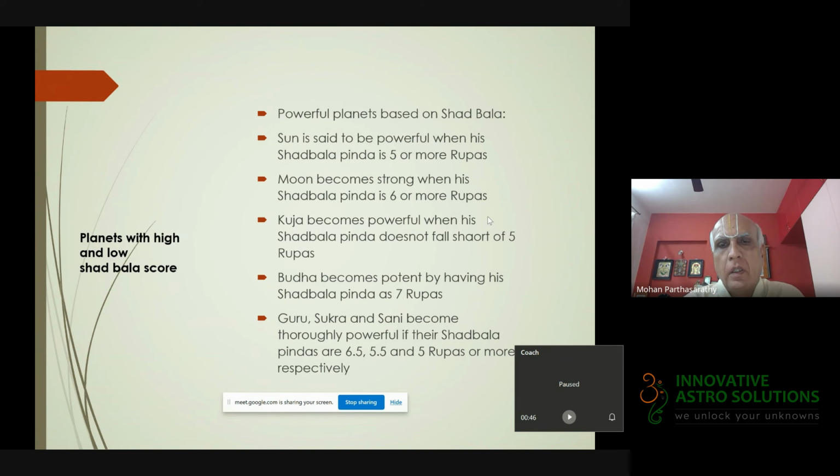Kuja becomes Shadbala powerful when it is not less than 5 rupas. Buddha becomes potent when its Shadbala Pinda is 7 rupas or above. Guru, Shukra, Shani become powerful when their Shadbalas are 6.5, 5.5 and 5 rupas respectively.